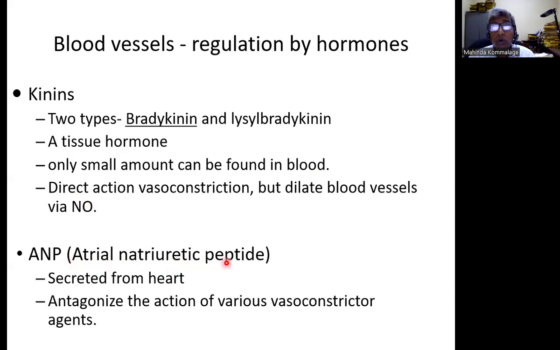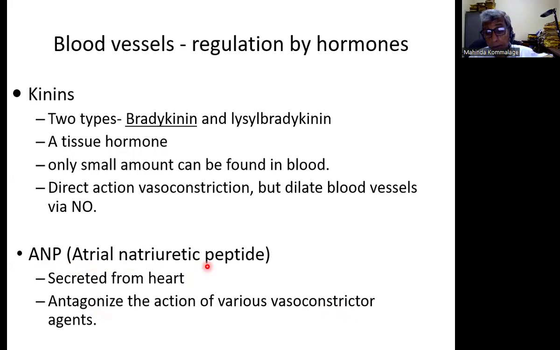That is an interesting hormone. Actually, this hormone is secreted from the heart. The heart is not an endocrine gland, as you already learned, but it is basically a gland in the cardiovascular system, mainly the atria. So the heart will secrete atrial natriuretic peptide and act as a vasodilator. Basically, it is an antagonist, meaning it will do the opposite action of vasoconstrictor agents. So it will dilate, and we can call ANP, atrial natriuretic peptide, a potent vasodilator, right?